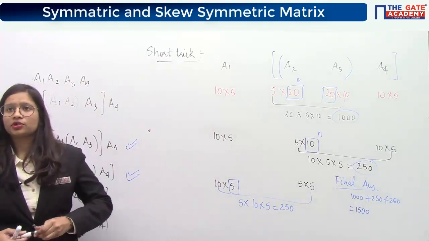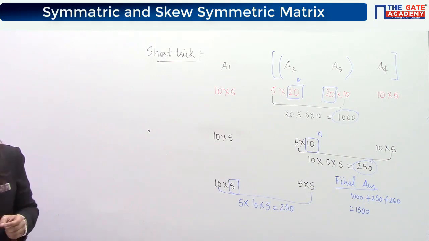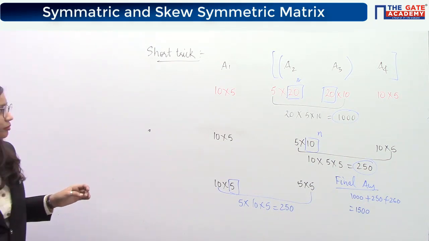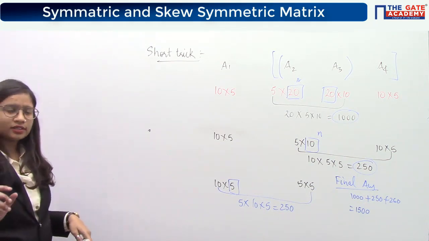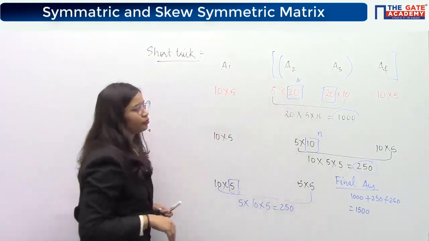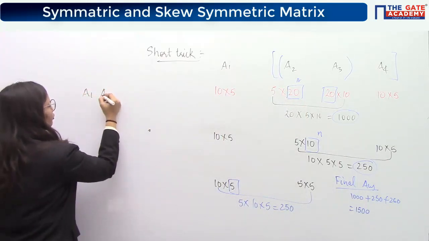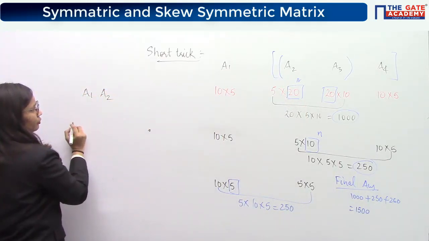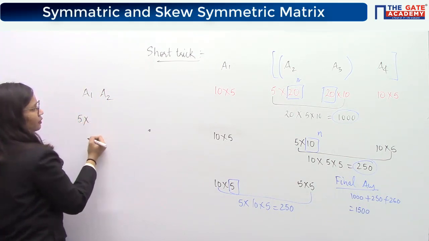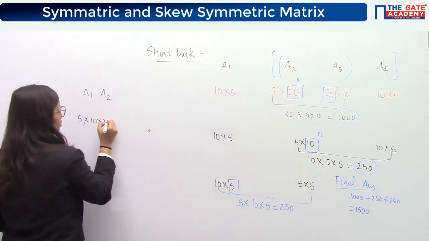Any doubt in this question? Why are we choosing the maximum one? Okay, let's say you have not chosen the maximum one. Let's say you multiplied a1 and a2 first of all. Then what will happen if you multiply a1 and a2 first of all? The multiplications required will be 5 into 10 into 20.